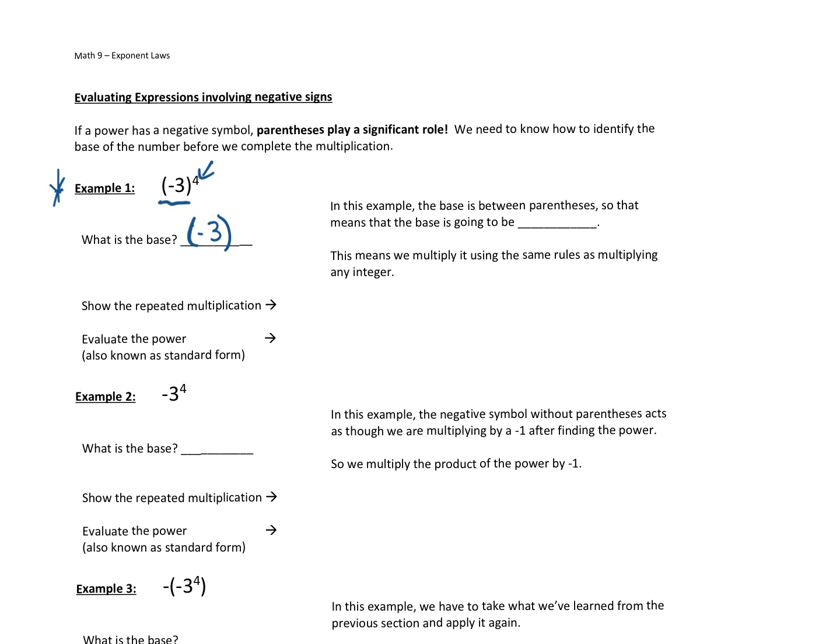Okay, so the base is between parentheses, so that means the base is negative, in this case -3. This means we multiply using the same rules as multiplying any integer. So I would go -3 times -3 times -3 times -3. Okay, so when we're doing -3 to the power of 4, we have 1, 2, 3, 4 negatives. So we have a positive number of negatives.